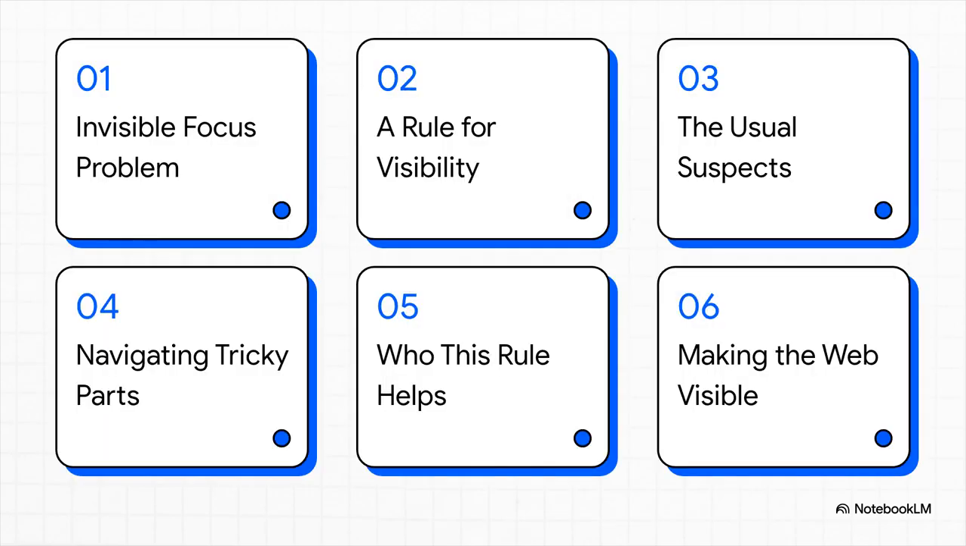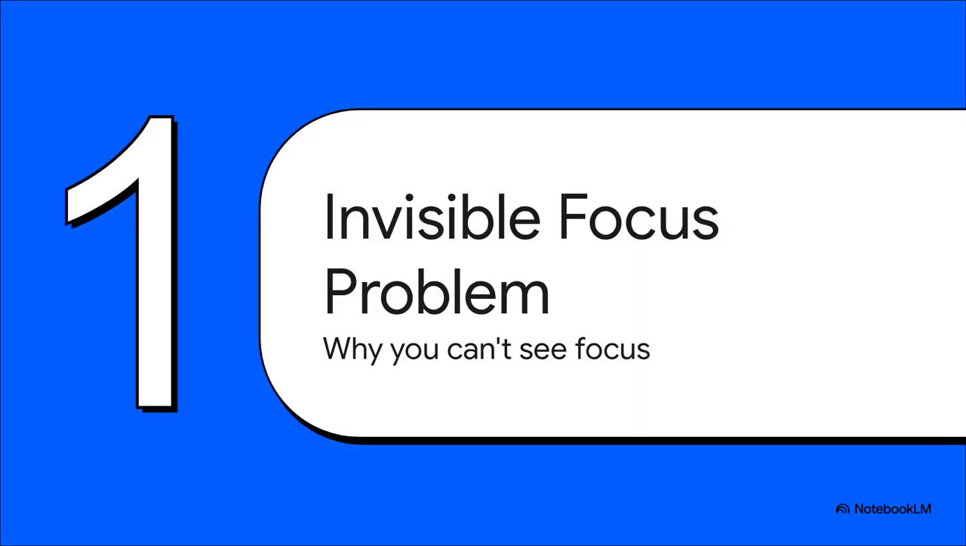So here's our game plan for today. First, we'll dig into the invisible focus problem. Then, we'll look at a simple rule for fixing it. We'll identify the usual suspects, the things that cause it, and then navigate some of the trickier situations. We'll also see exactly who this helps, and we'll wrap up with how we can all help make the web a little more visible. All right, let's kick things off with Section 1, the invisible focus problem.